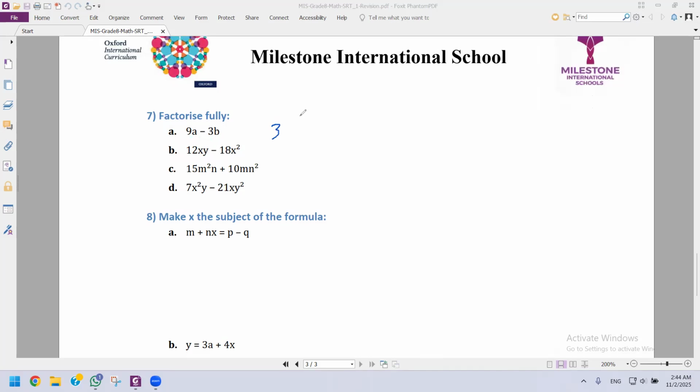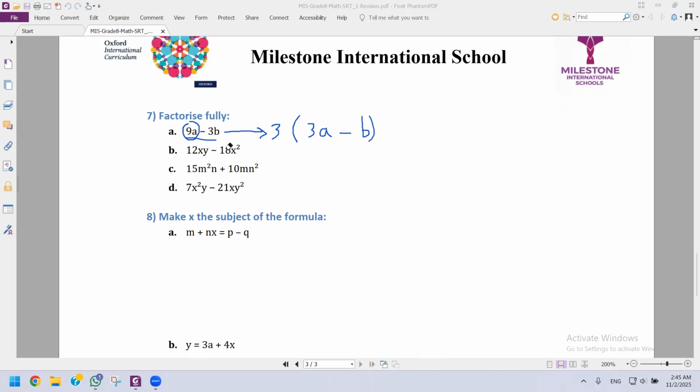Now then what do I have to do? I open bracket. Now you divide everything by the highest common factor, starting with 9a. So you say 9 divided by 3 is 3, and then let's write a. Then we have minus. Then 3b divided by 3. This is cancelled, so it's only b. So this is the fully factorized answer.